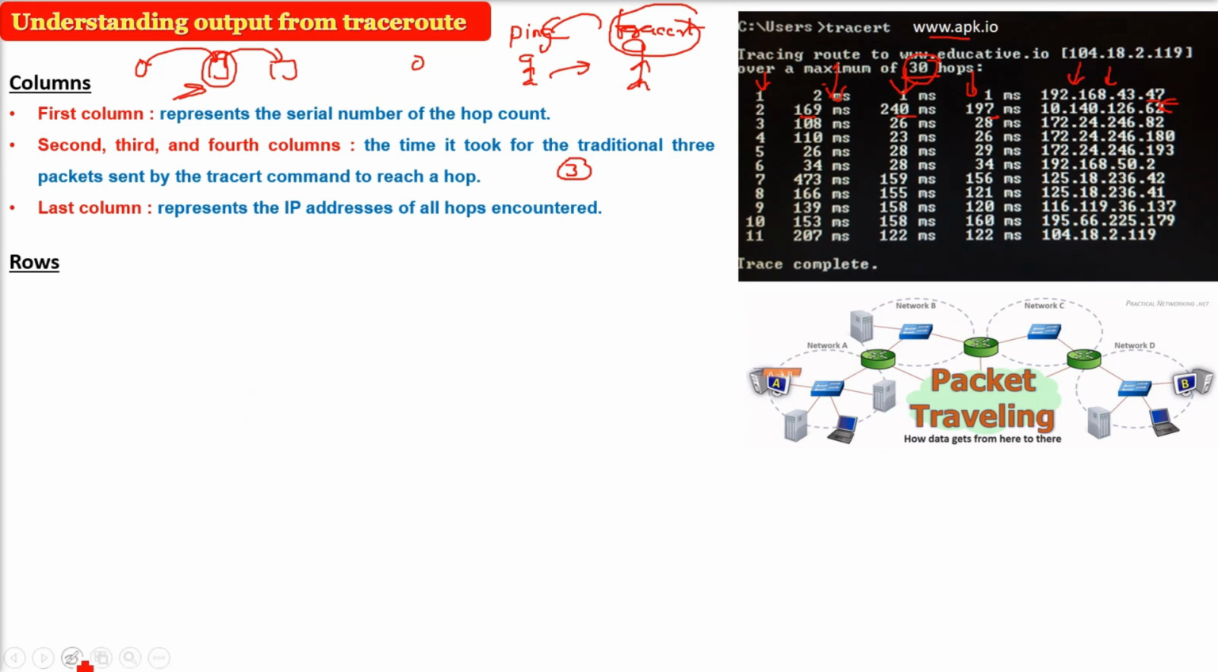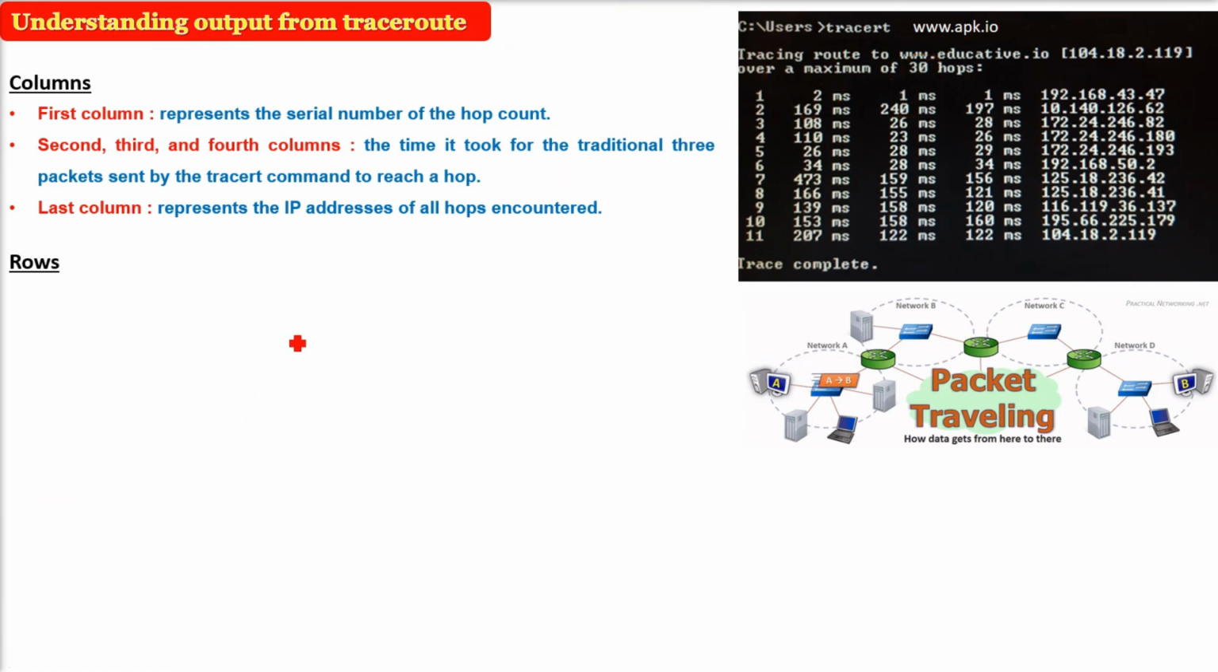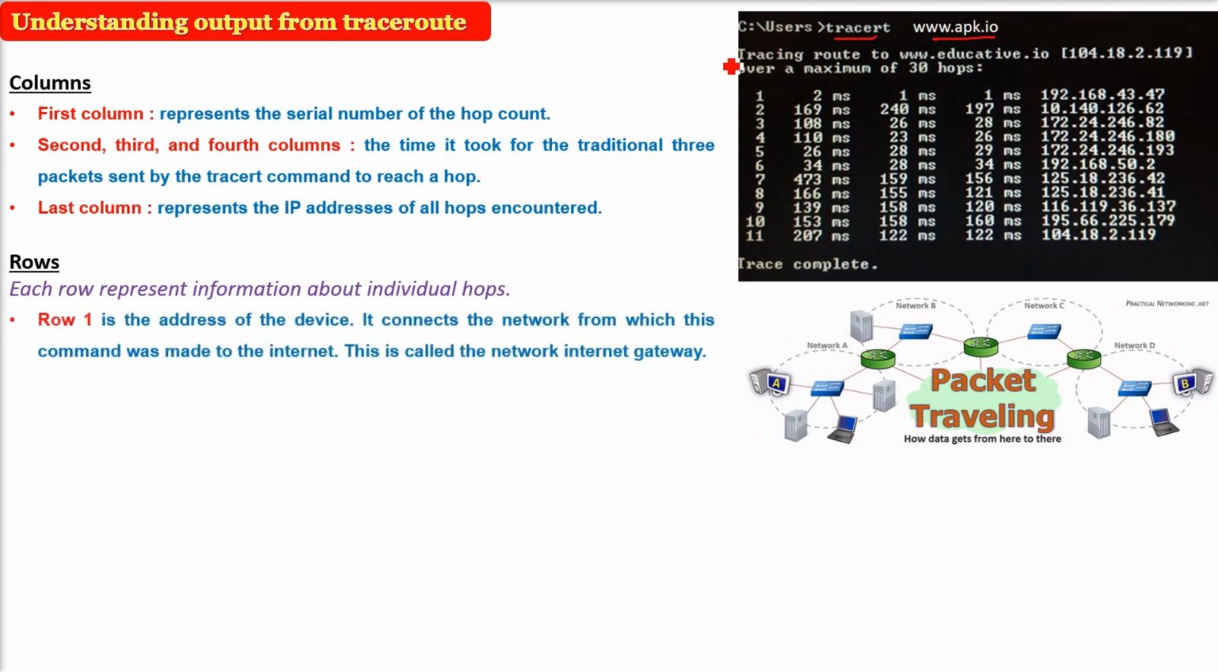Now let us understand what the rows signify. Each row represents the information about individual hops. From source to destination, it can be multiple hops or multiple routers. So the first row is the address of the device that connects the network from which this command was made to the internet. That's tracert www.apk.io. This is called the network internet gateway. So the first row will tell you about your address or in which network you are.